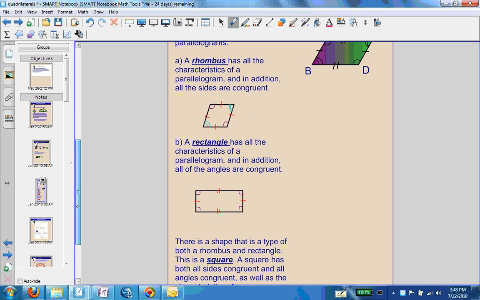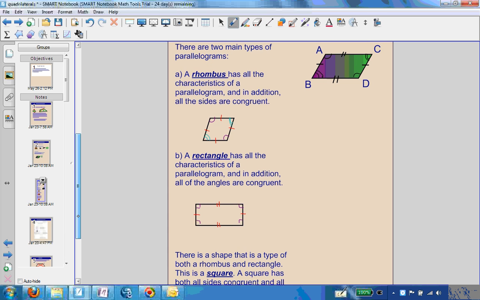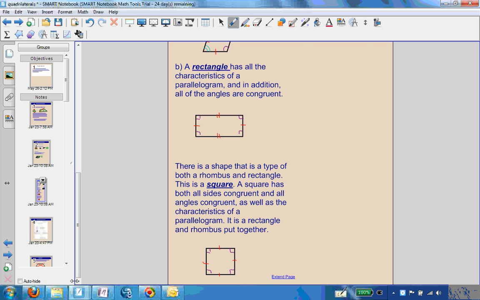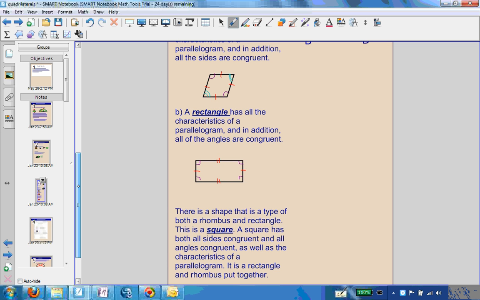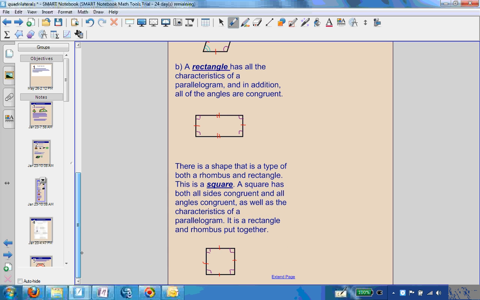A rectangle has all the properties of a parallelogram. It has opposite sides congruent, opposite sides parallel, opposite angles congruent, and in addition to that, all the angles are actually right angles, which is what makes it look like it's standing up straight. So all the angles are congruent. And there is a shape that is both a rhombus and a rectangle. You can think about it as a rhombus and a rectangle combined. It stands up straight, so it has four right angles, and all the sides are congruent. So it's a combination of both, and that's referred to as a square.